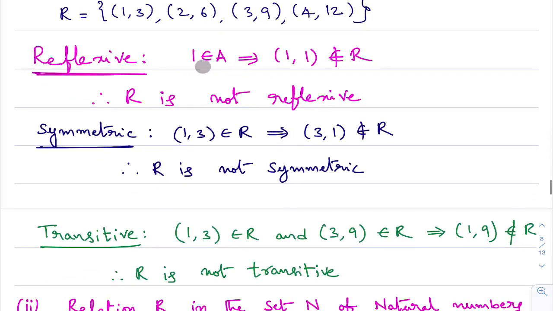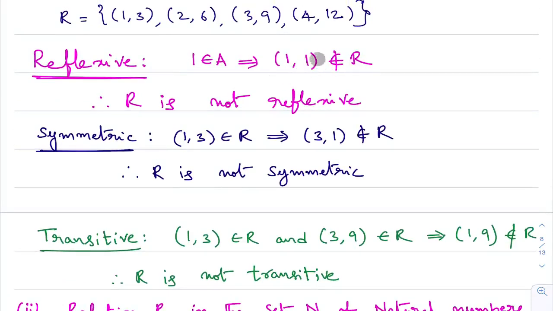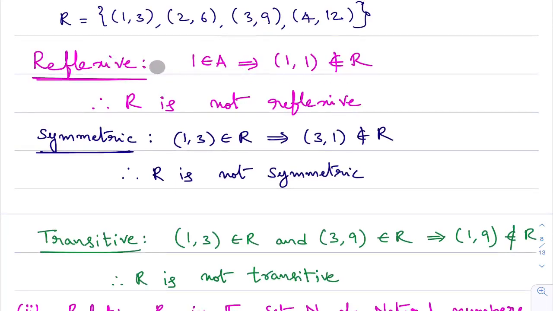So you take 1 in set A. Ordered pair (1, 1) is there in the relation? You see this relation: in this relation, ordered pair (1, 1) is not there. (1, 1) does not belong to the relation. So, what is the definition of a reflexive relation? For any x belongs to A, ordered pair (x, x) must be present in the relation. Here, 1 is there in set A, but is ordered pair (1, 1) there in the relation? No. So we can say that R is not reflexive.